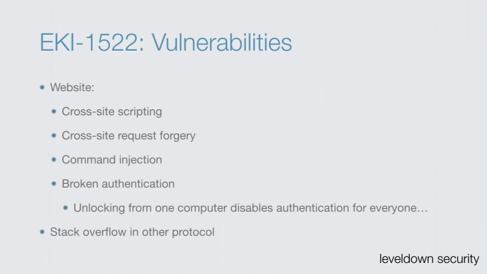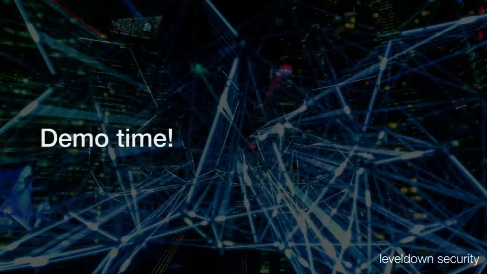and even broken authentication. And this is kind of a fun bug, because if you unlock the admin interface from one computer, it somehow unlocks it for everyone. So you log in from computer A and everyone else can also log in without any password or so. I don't know how that can work, but yeah. And then we also have a Stack Overflow again in another protocol, which we're going to look at in a second. But first, let's look at the web interface again.